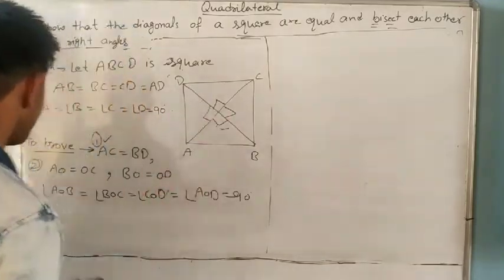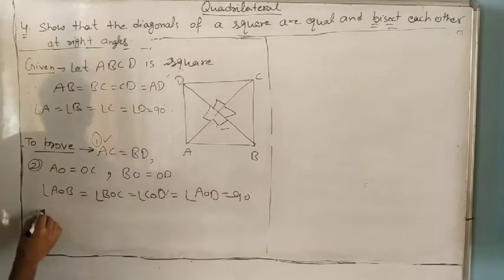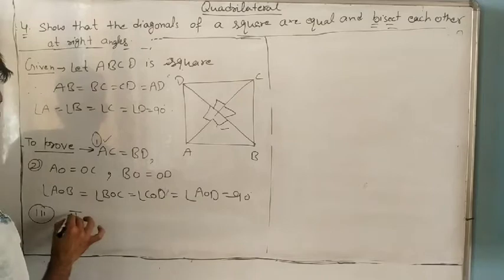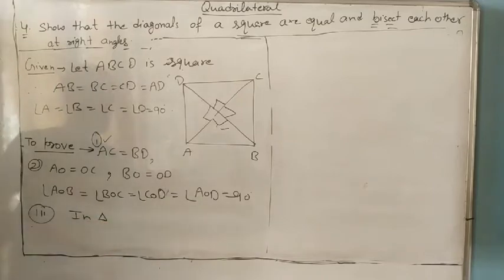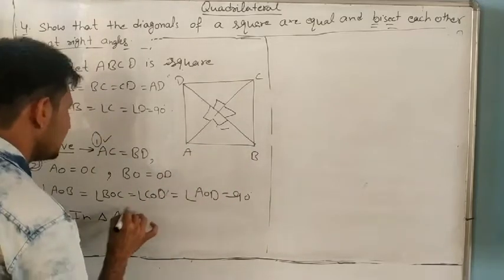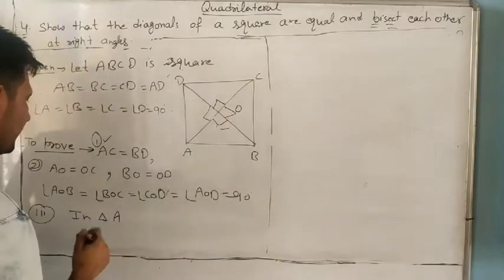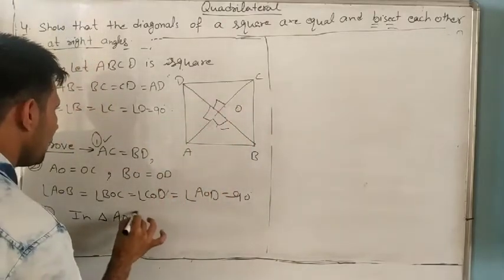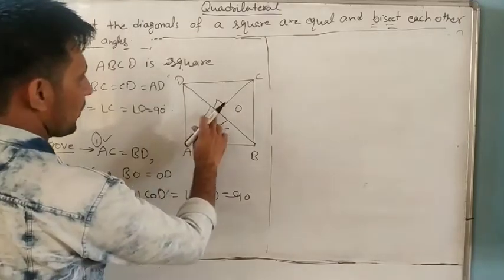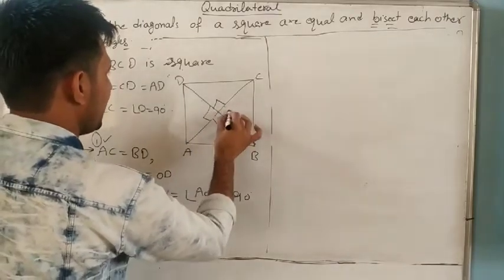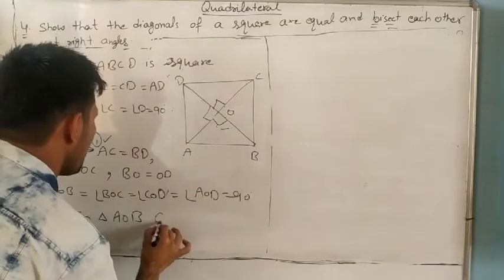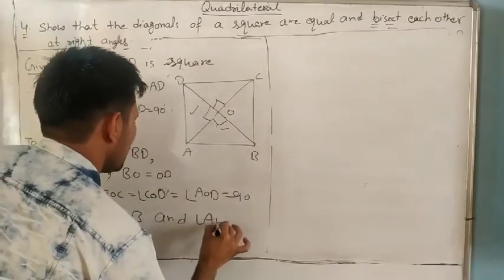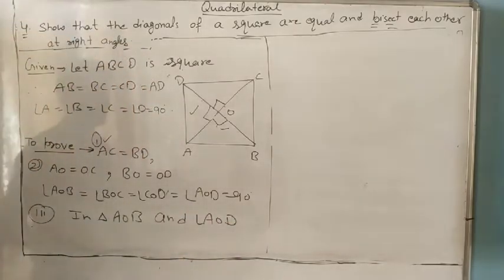So we will take the third part, which one? This one we want to prove. So write, in triangle A, suppose it is O, okay? AOB, we are taking triangle AOB and triangle AOD. So these two triangles, okay?